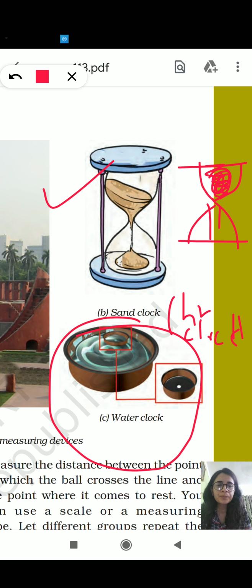Students, please note, I'm sending one more link with this video. You have to go through both the links, please. In that given description, I have explained completely how you have to make a water clock. With that you will have a clear idea of how to make a water clock. Now this is your assignment for today. You have to make a water clock and share your pictures through WhatsApp in the group.